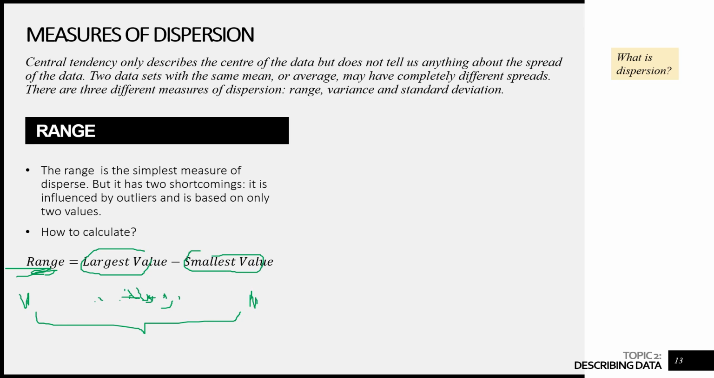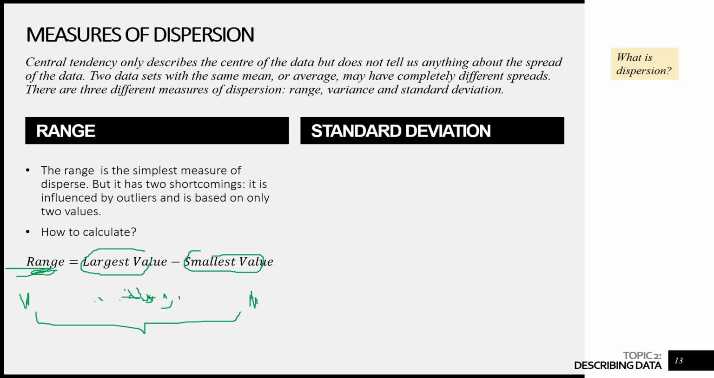So it might give a biased or an incorrect representation of your data. Okay, and secondly, another shortcoming is because it's only based on 2 values. So it may not be that sophisticated. It's not a sophisticated measure of dispersion. Right, so the second measure of dispersion is standard deviation. Now, this is a more popular and arguably the more reliable measure of dispersion.